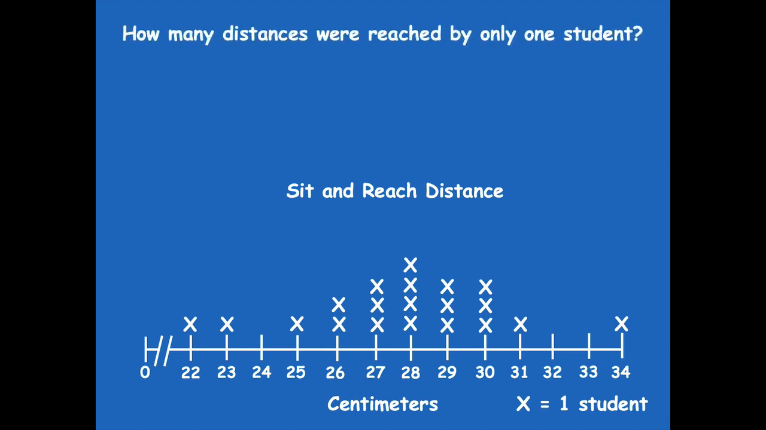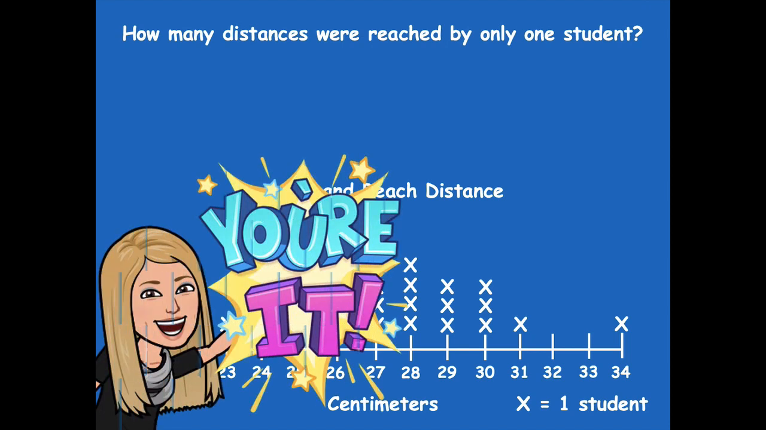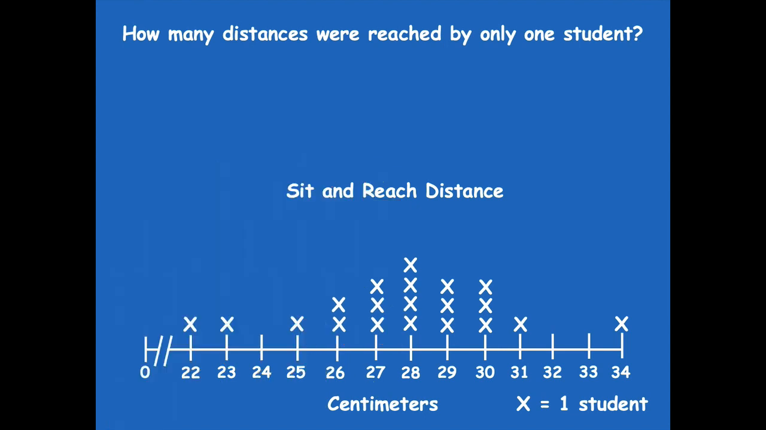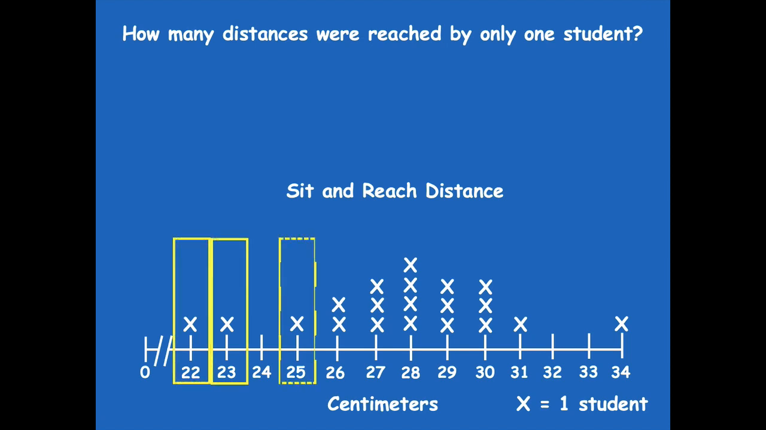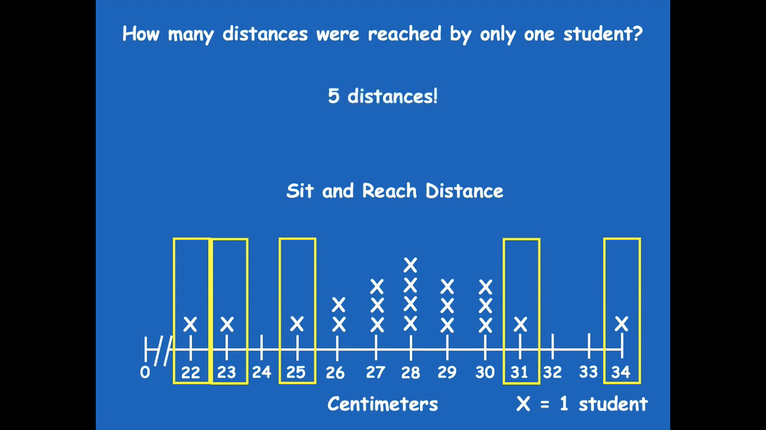All right, for our next question, it says, how many distances were reached by only 1 student? So pause the video and find the answer to that, and then click play when you're ready to go over it together. All right, friends, pause if you need more time. So here we're looking for distances that had only 1 X for 1 student. So here are those. And then I have a total of 5 distances. So 5 distances were reached by only 1 student.